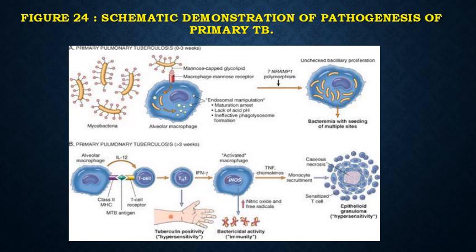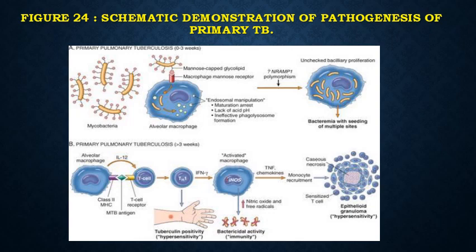This is a schematic demonstration of the pathogenesis of primary tuberculosis, as we discussed in the last slides. This is a TB bacillus, this is a macrophage. The TB bacilli attach to the macrophage, there is inhibition of endosomal maturation, lack of acid pH, ineffective phagolysosome, and unchecked bacillary proliferation, which leads to bacteremia or seeding in multiple sites.